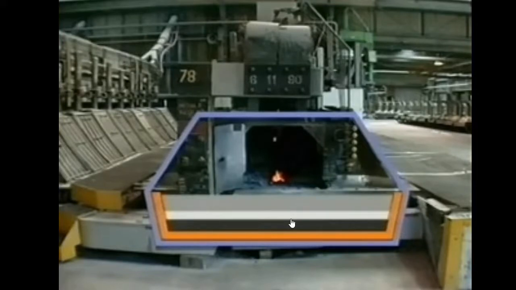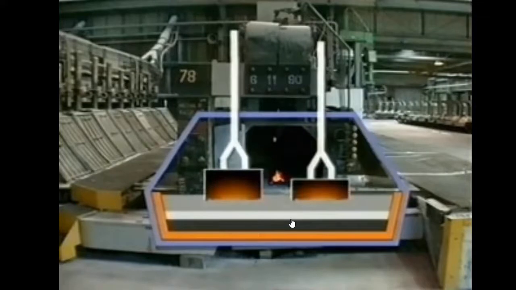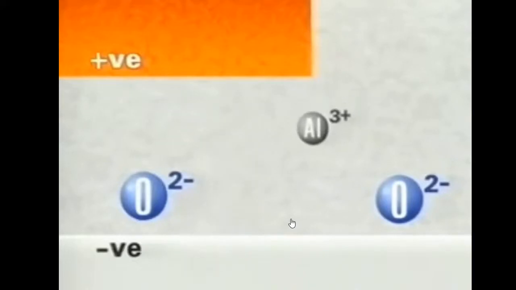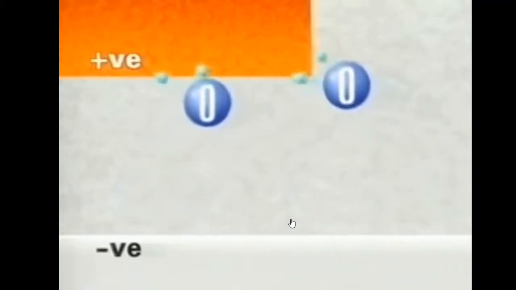The aluminium oxide is dissolved in molten cryolite so that it conducts electricity. 18 carbon anodes dip into the electrolyte. During the electrolysis, aluminium ions move to the cathode, gain electrons and become aluminium metal. Oxide ions move to the anode, where each ion loses 2 electrons and the atoms pair up to become oxygen molecules. These are the chemical equations.